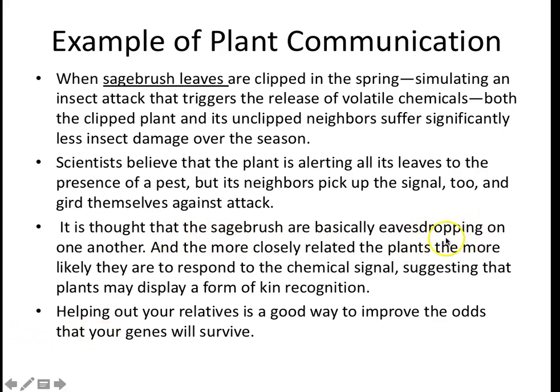I like the thinking that the sagebrush actually eavesdrops on one another. And there are chemical signals that are species specific, and there are more generalized chemicals that all plants would be able to interact with. So language is something that they have. They know how to talk to each other, same genus and species, but they also have a language that would be understood by other plants and other species in the area. Right? And, helping out your relatives is a good way to improve the odds that your genes will survive.